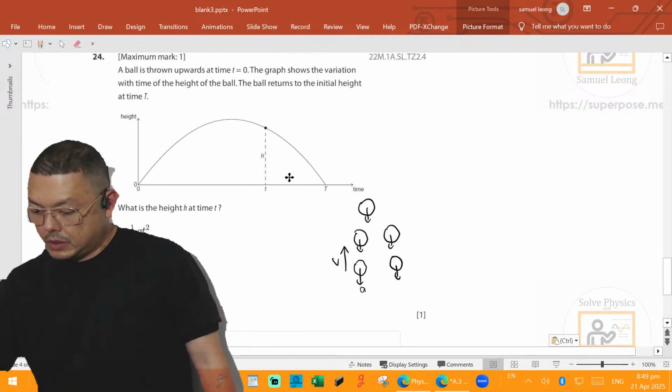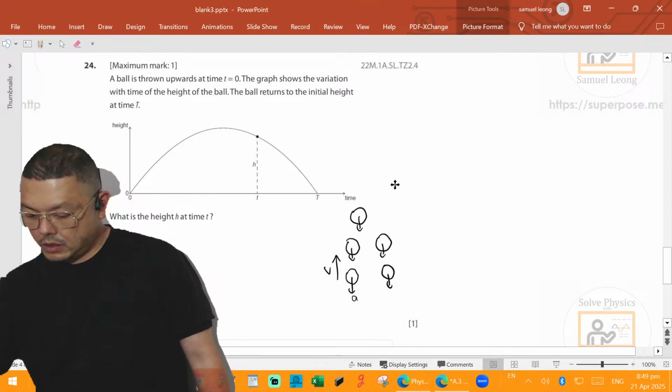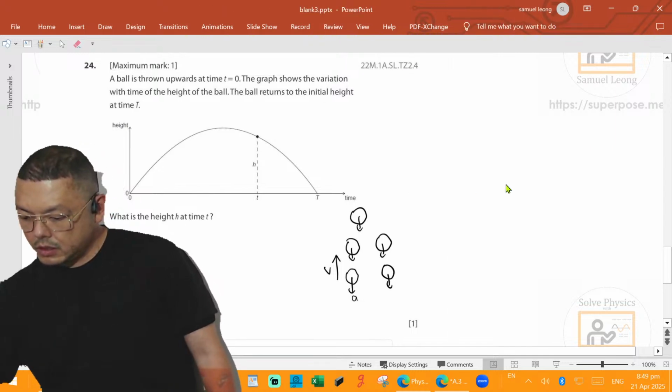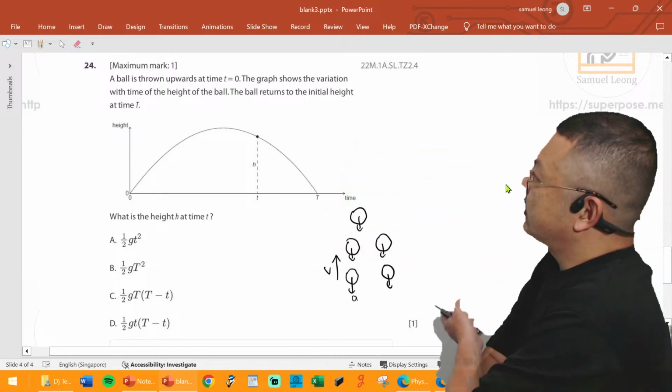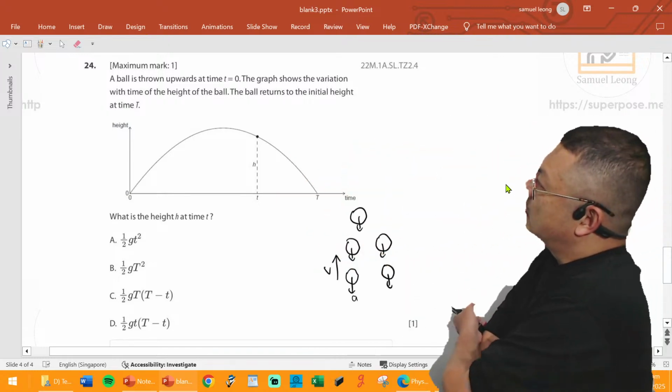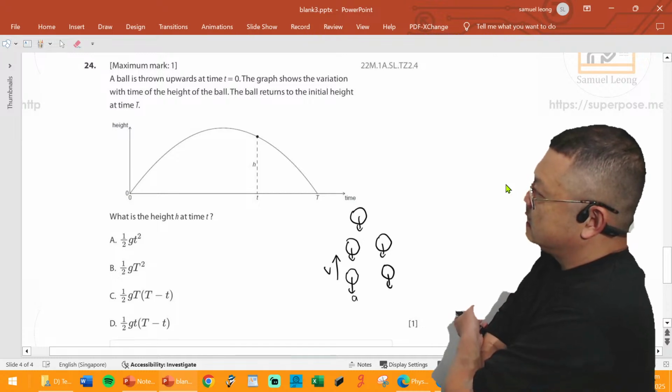Alright, what's this? A ball is thrown upwards at time t equals 0. The graph shows the variation of time t with the height of the ball. The ball returns, or what's the height at time t?